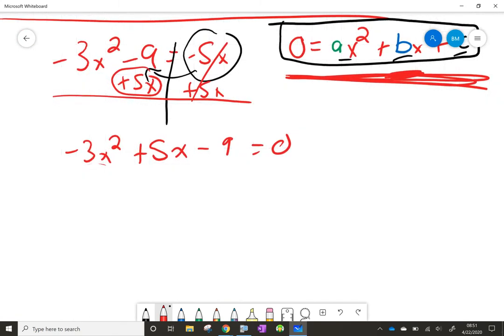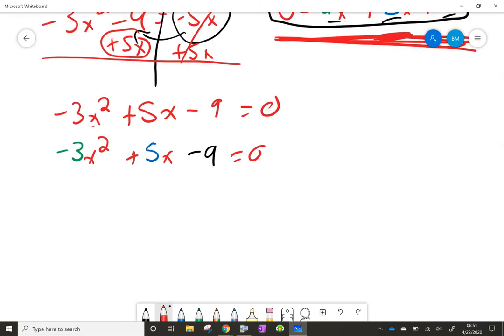Before I use the quadratic formula, let me go ahead and write out this color-coded. So we have negative 3x squared plus 5x, and then minus 9. So again, you can see that a is negative 3, the b is 5, and the c is negative 9. So you guys know the formula by now. I'm not going to write it, but I'll just go ahead and plug everything in.